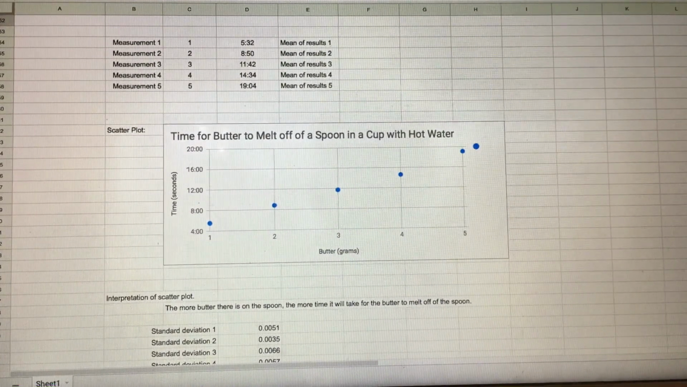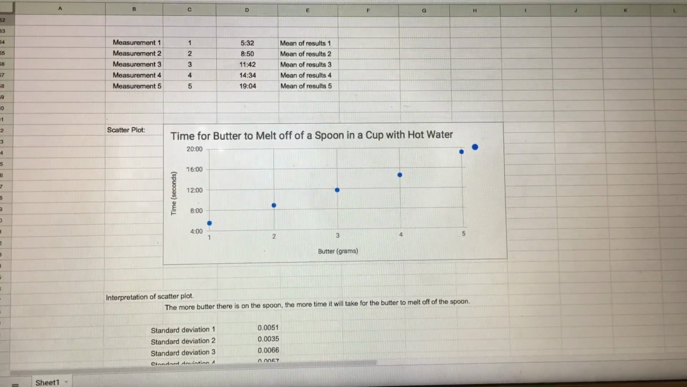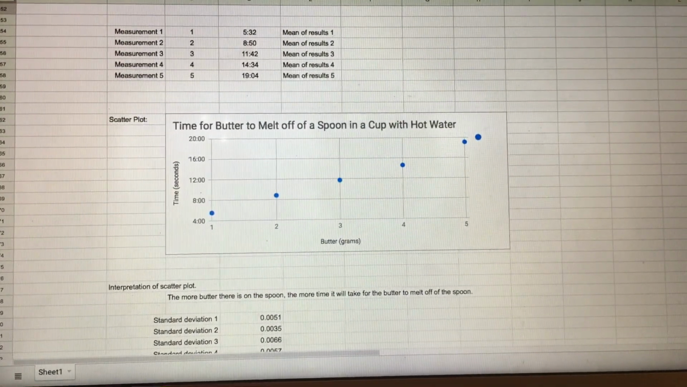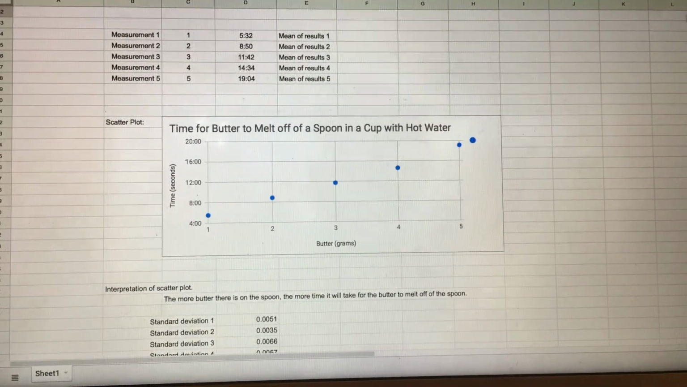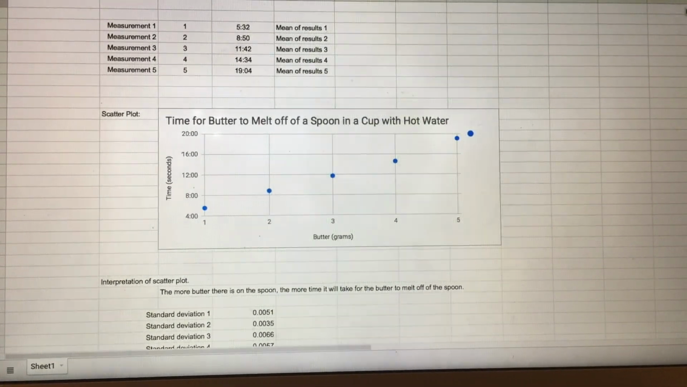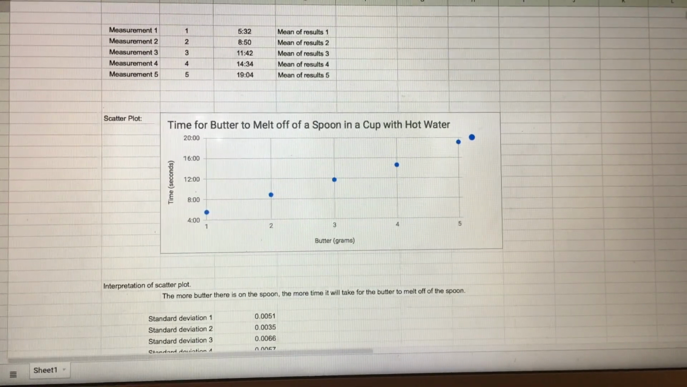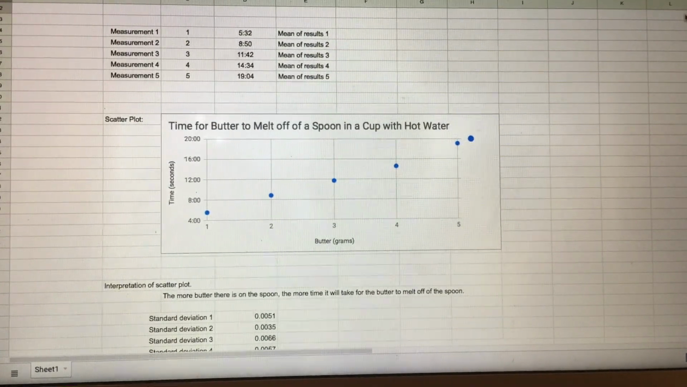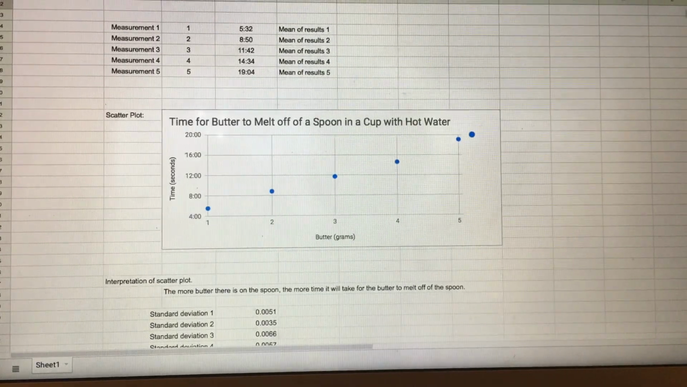On the small table, we can see that for each measurement, the mean of the result increases as there are more grams of butter. For example, in our scatter plot, we see that progressively through 1 gram and 2 grams, 3 grams, 4 and 5 grams of butter, the time it takes for it to completely melt off the spoon increases. Our interpretation of the scatter plot can be that the more butter that there is in the spoon, the more time it will take for the butter to melt off.